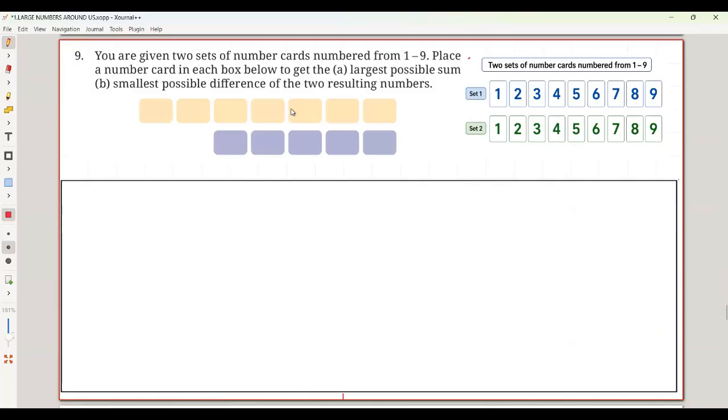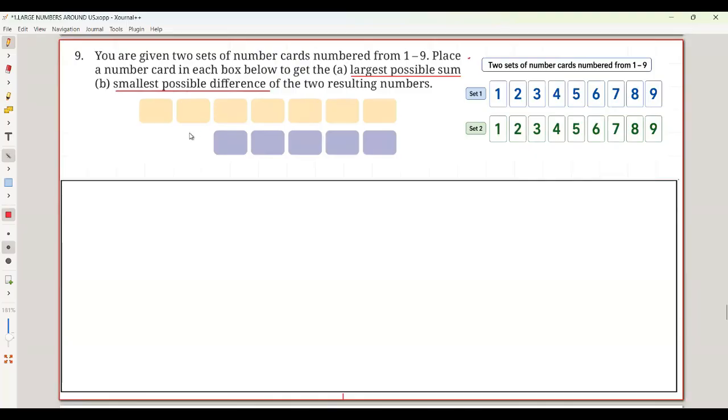Question number 9. You are given two sets of number cards from 1 to 9. Place a number card in each box below to get the largest possible sum. That is the first case. Then second, you have to get the smallest possible difference.